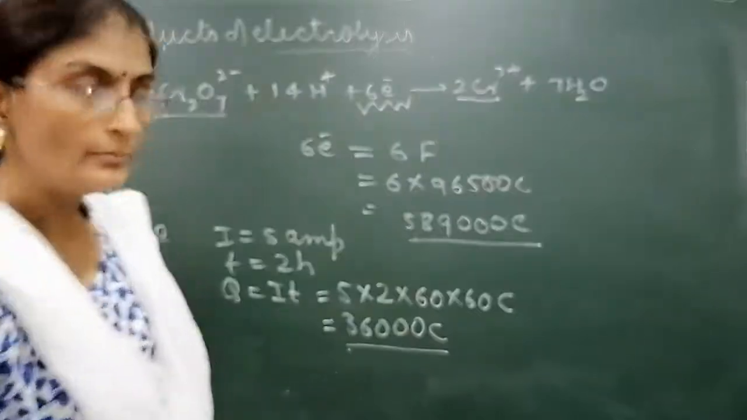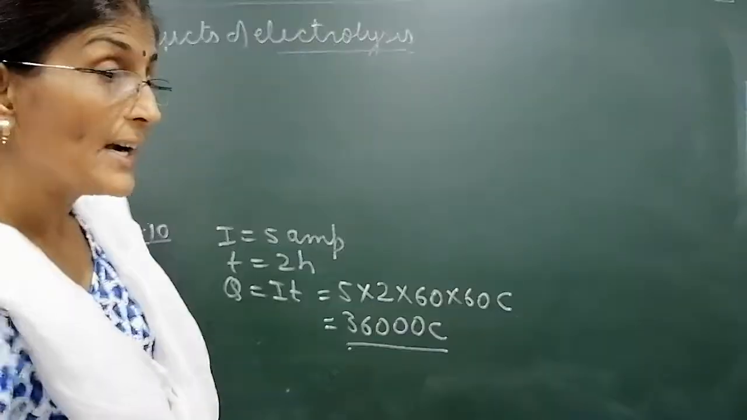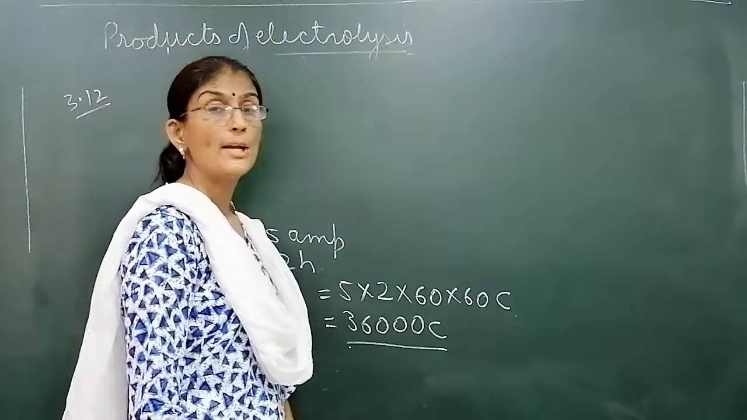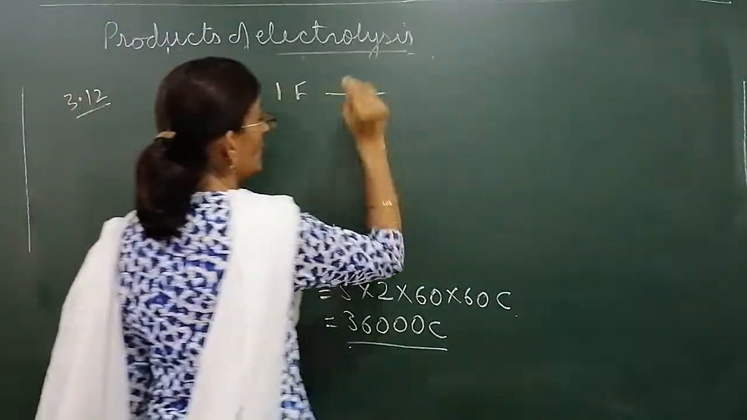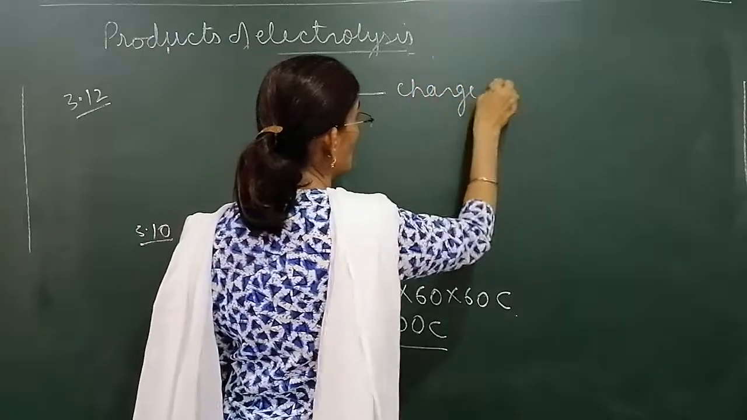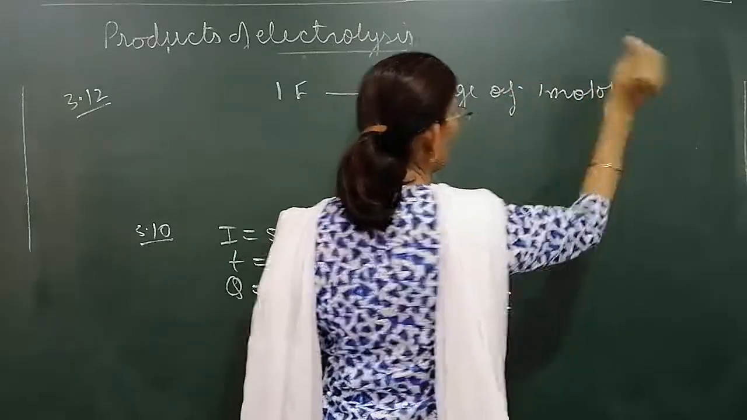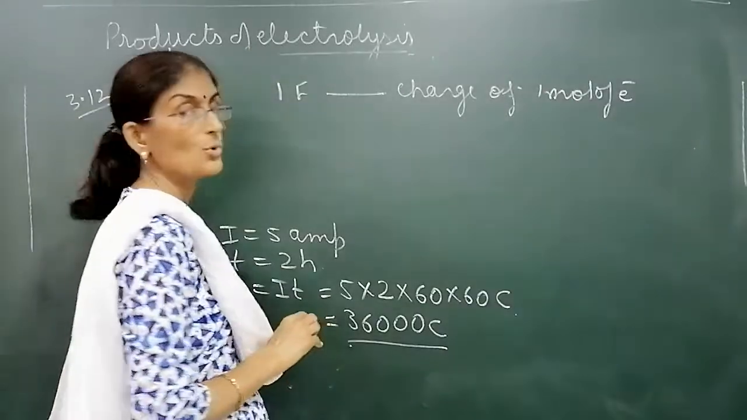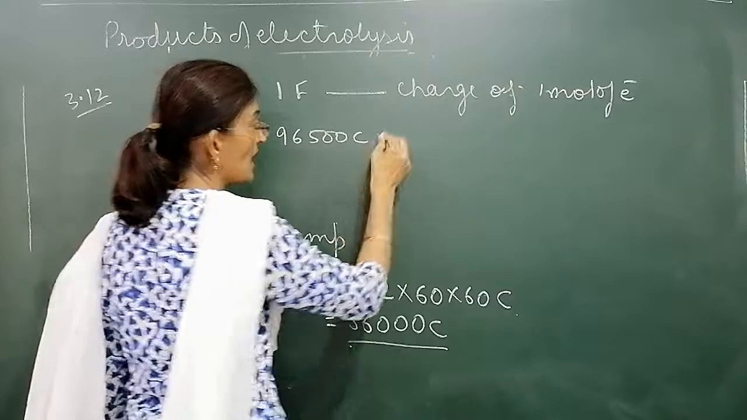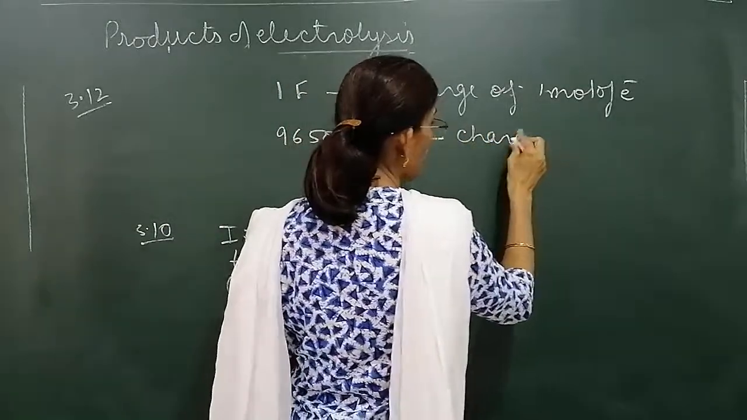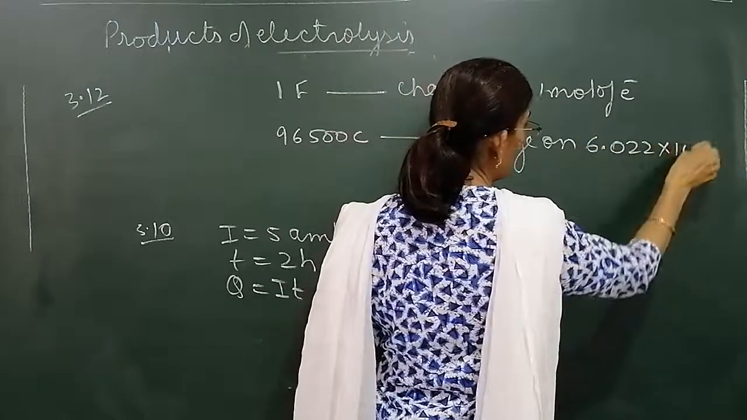You know that 1 Faraday means 96500 coulomb. 96500 coulomb means if the charge of 1 mole of electrons is passed, then it is known as 1 Faraday. Definition of 1 Faraday: 1 Faraday means the charge of 1 mole of electrons. And 1 Faraday means what? 96500 coulomb is the charge on 6.022 into 10 to the power 23 electrons.